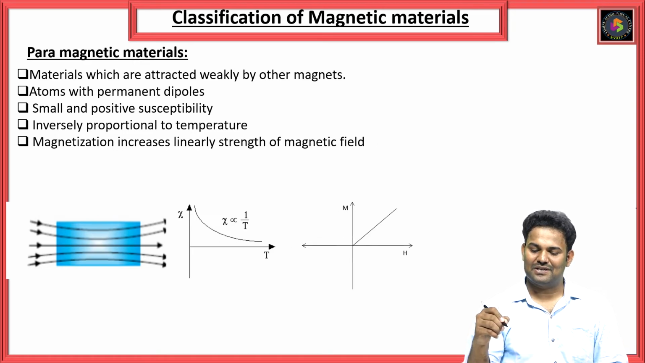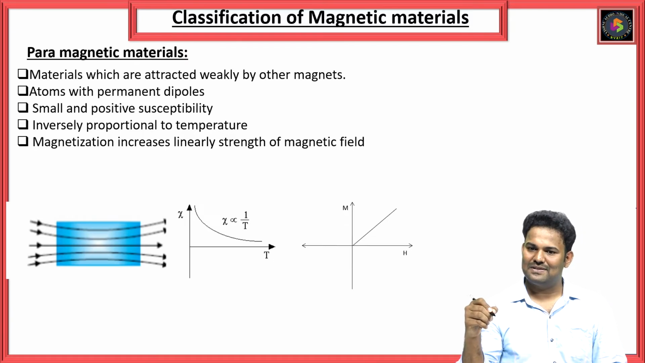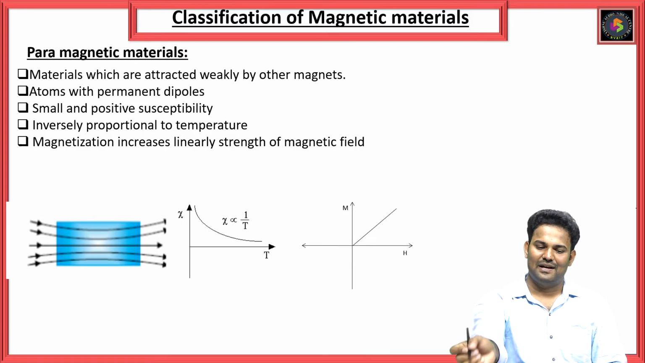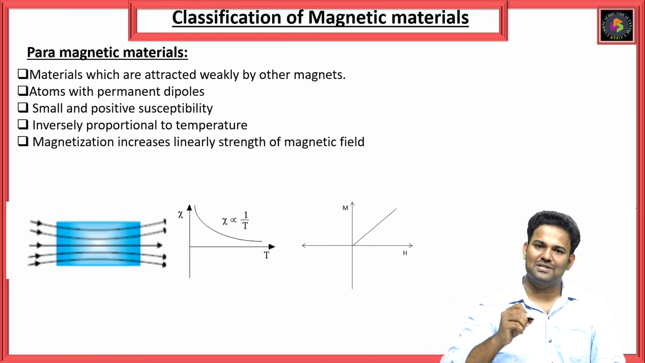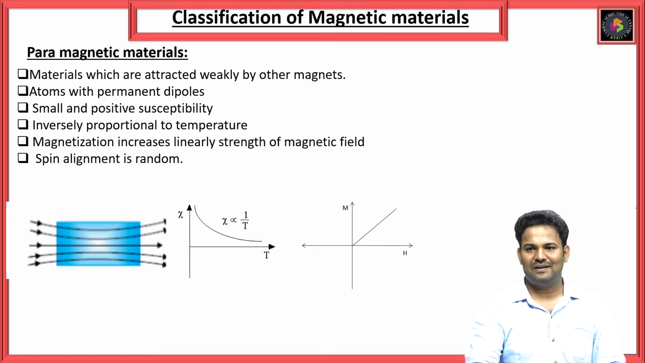And the magnetization: if you apply a magnetic field to paramagnetic substances, as the magnetic field increases linearly, the magnetization value also increases linearly. The magnetization increases linearly with respect to the magnetic field. In diamagnetism there is no change with the magnetic field or the temperature in the susceptibility values, but here we can see little changes.